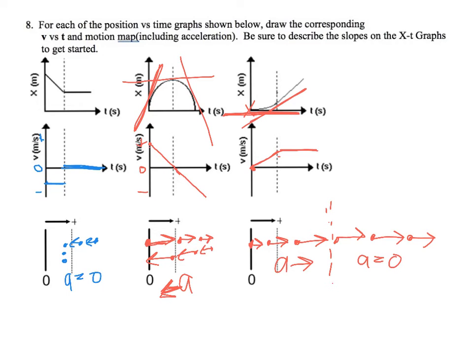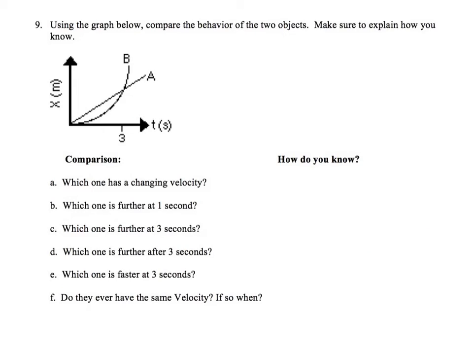All right, finally, we're going to get to the last part. Finally. Okay, last part. Compare the behavior of the two objects. Make sure to explain how you know. All right, which one has a changing velocity? I hope. Now again, look at what's happening. This is a position time graph. So which one has a changing velocity? I hope you're saying B. How do you know? Because what?